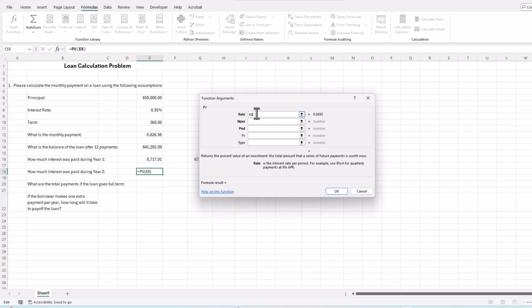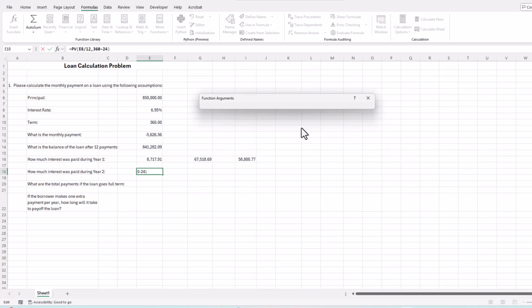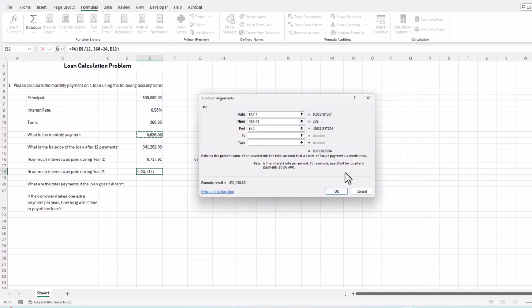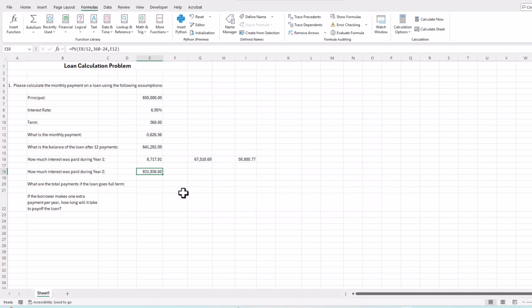6.9 divided by 12. Number of periods, well, it's 360, but we make the payments for 24 months. And what's the payment? Well, the 56. Okay, the balance of the loan is $831,000.